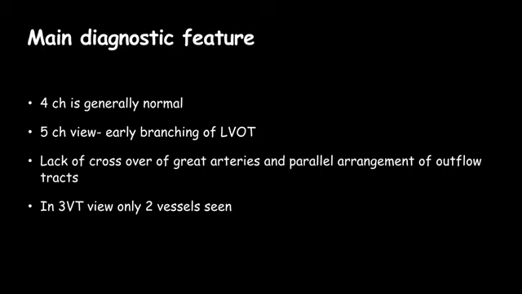Now coming to the five-chamber view, the outflow tract that arises from the left ventricle appears short and bifurcates early as soon as it comes out of the left ventricle. So this is a clue that it could be a pulmonary artery.